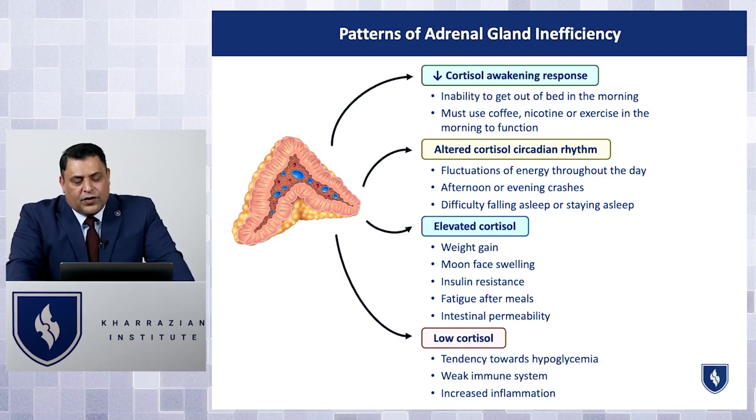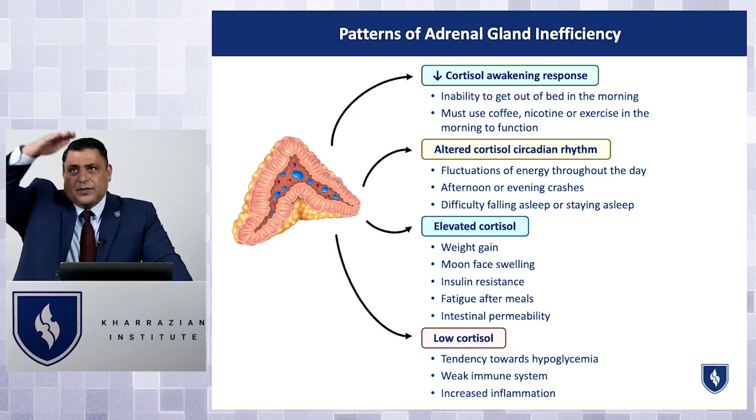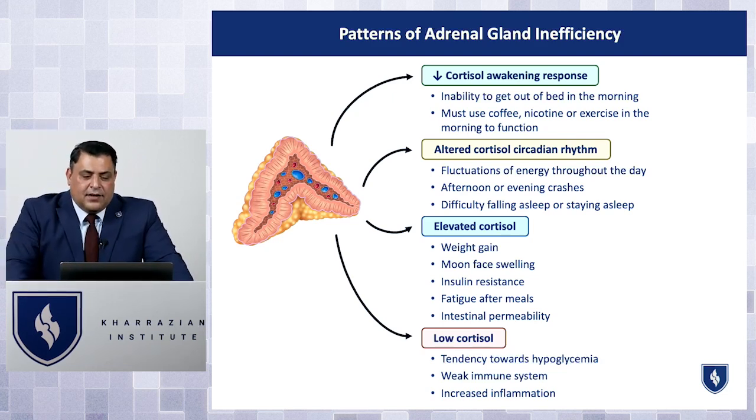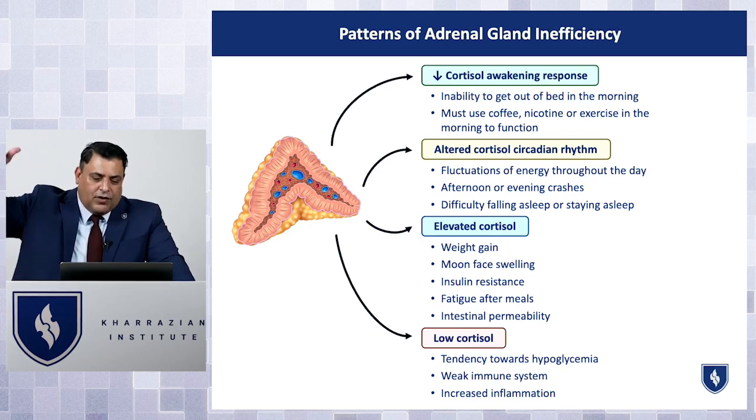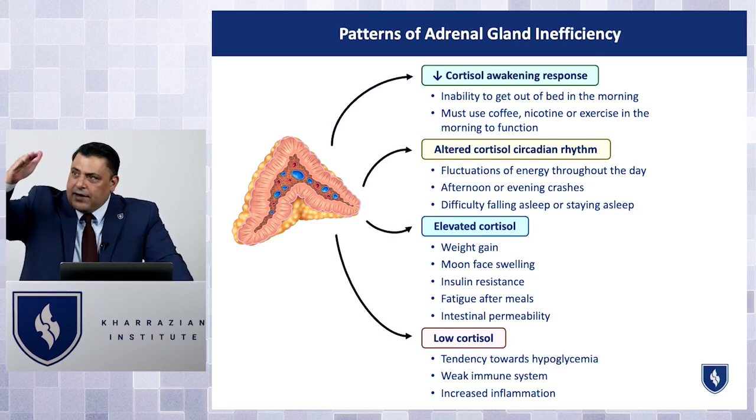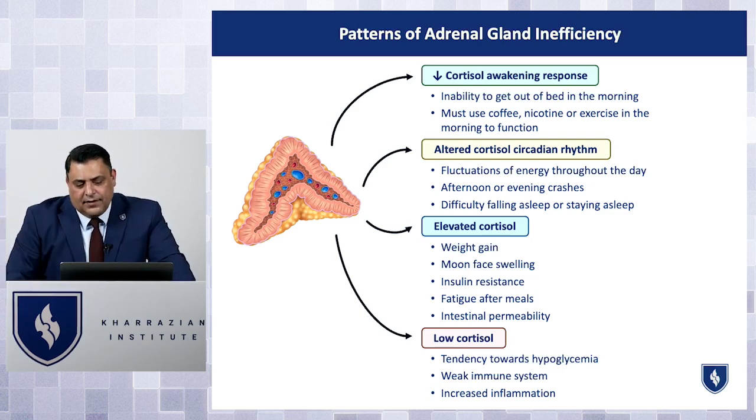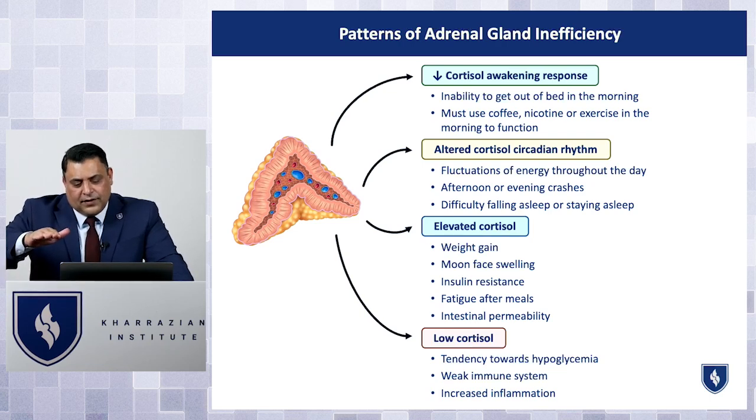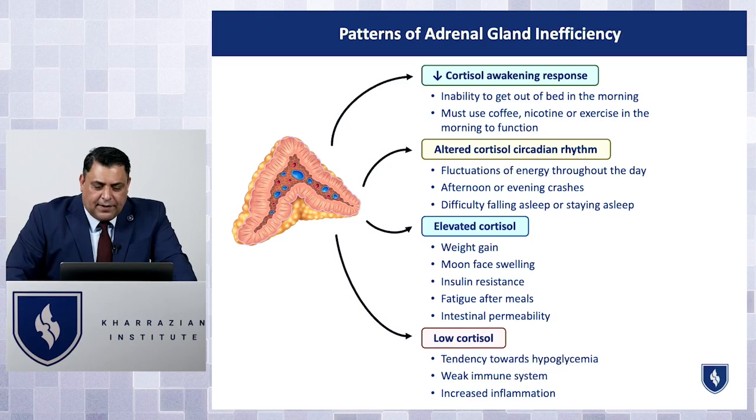They get altered cortisol circadian rhythms throughout the day. Cortisol levels should be high in the morning and low at night. So if they have fluctuating energy levels throughout the day, where they crash during a certain part of the day or have energy during a certain part of the day, those are indications of an altered cortisol rhythm. If their cortisol levels aren't going down at night, they can't fall asleep. If their cortisol levels are going up in the middle of the night, they can wake up.